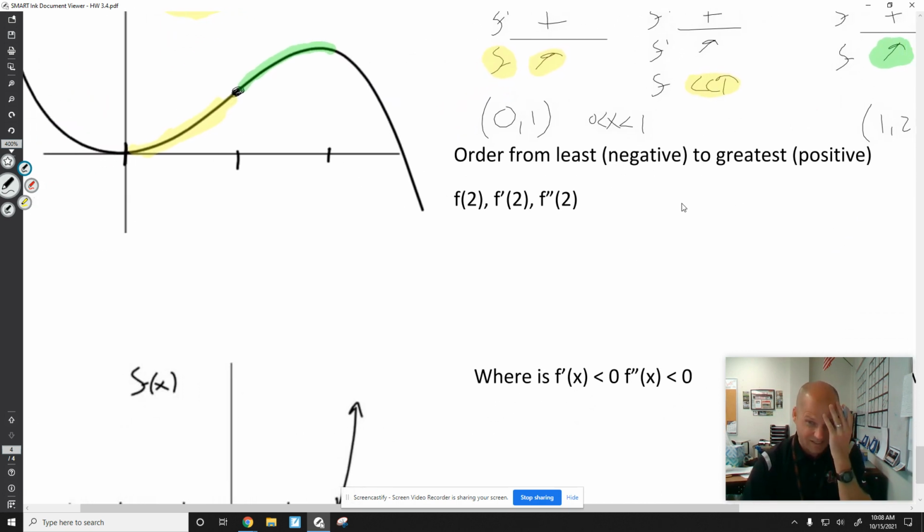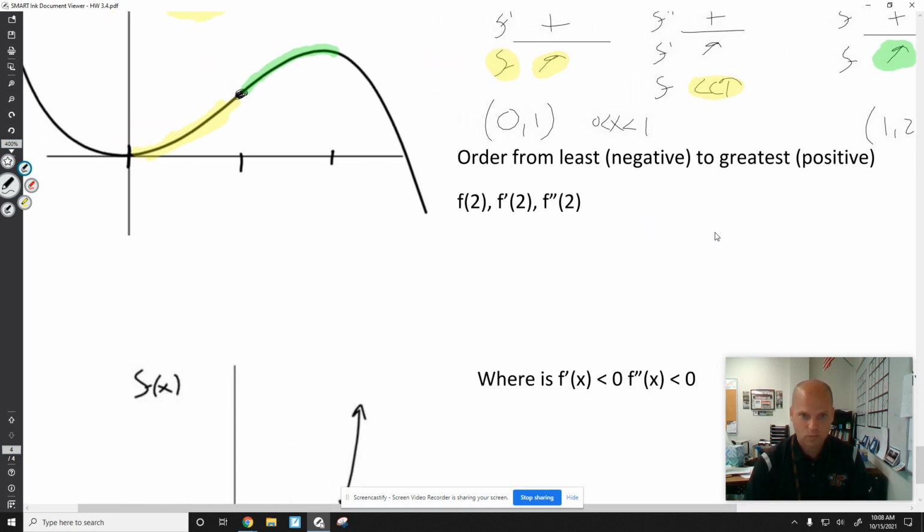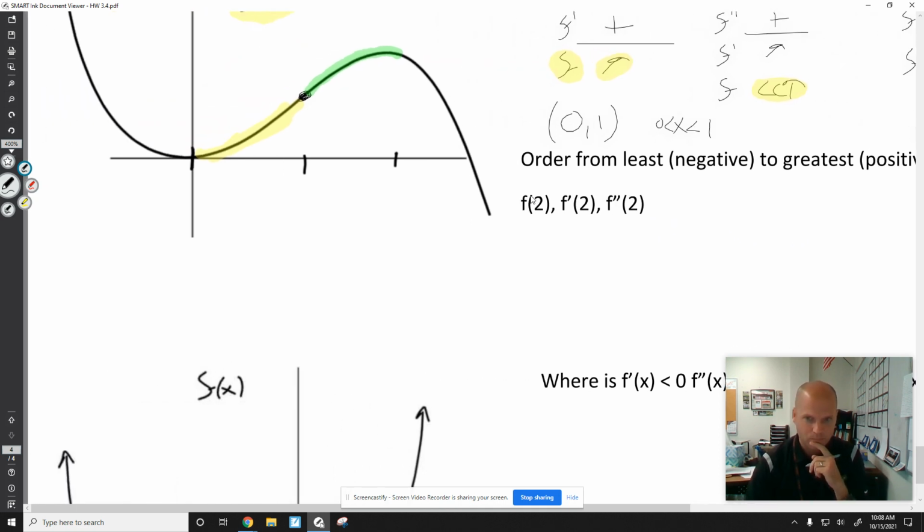Order from least, the most negative, to the greatest, the most positive: F of 2, F prime of 2, and F double prime of 2. Well, you see that F of 2 right there? It's a positive y value. I don't know, just pretend it's like 3. Pretend that's 3.